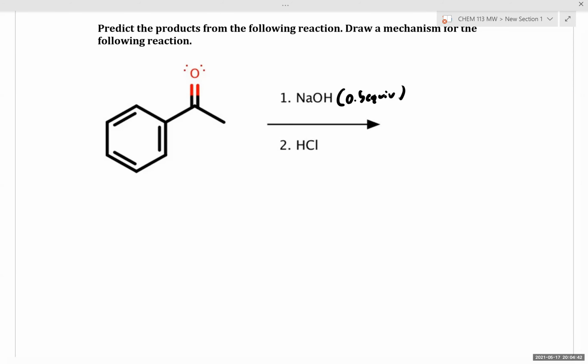Okay, so let's try to predict the product from each step of this reaction sequence, and let's try to draw a mechanism to justify our predicted product. We've seen the mechanism for the aldol reaction, and we've seen the mechanism for the dehydration of beta hydroxyketones to the corresponding enone. Let's put those two mechanistic steps together, and let's try to draw a full mechanism for the aldol condensation and dehydration for this compound.